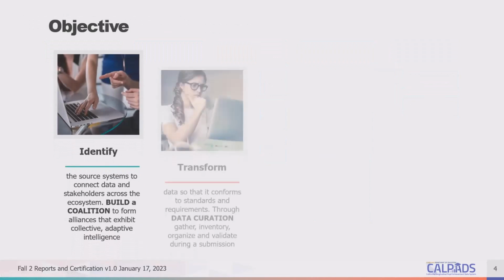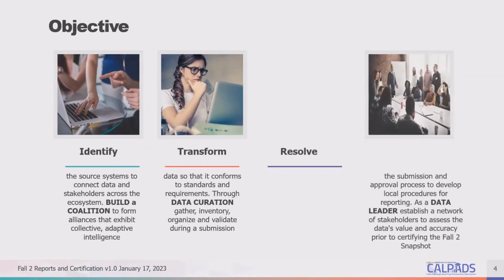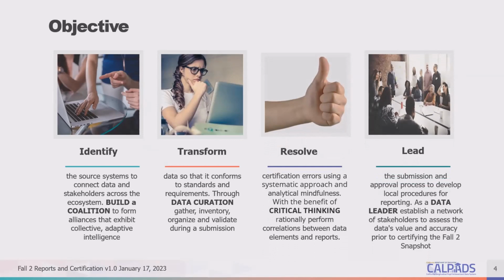So let's talk about the objectives of today's training. By the end of today's training, we expect you all to be able to identify the source systems, to connect data and stakeholders across the ecosystem. So having members in your LEA understand how their data relates to the larger picture. So that might mean talking to human resources and asking them to update the student information system with staff information, or curriculum and instruction assigning the appropriate course code and student information, so on and so forth.